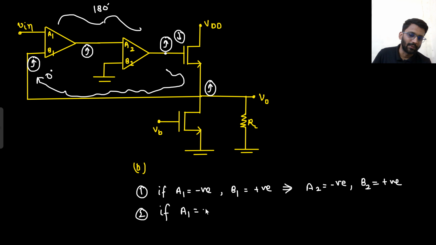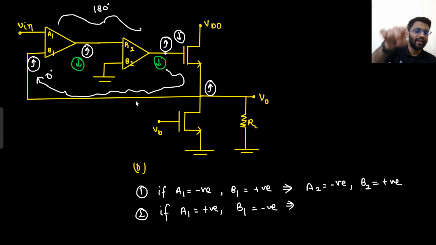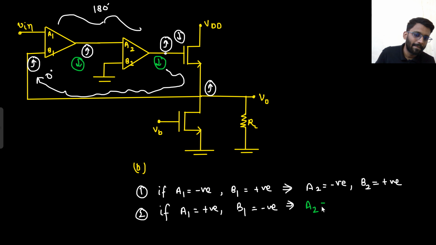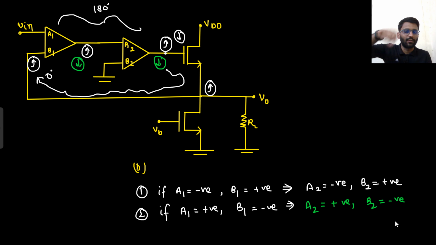If your A1 was positive and B1 was negative, then if this is increasing, certainly this would have decreased. B1 is negative, so it is giving me 180 degree phase shift. If this is increasing, this would decrease. Now if this node is decreasing, I want finally to decrease only. So I have to put A2 positive, because if A2 is positive, it will not give me any phase shift. So A2 will be positive and B2 will be negative, because if the positive node is decreasing, your output will decrease only.